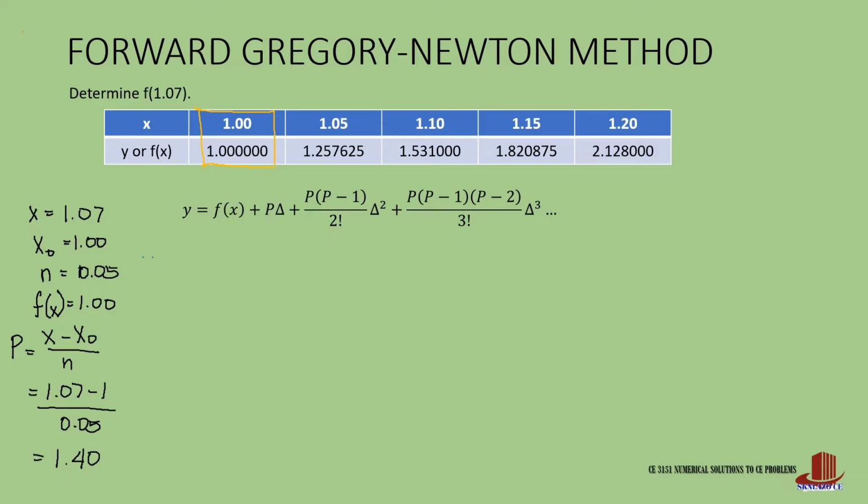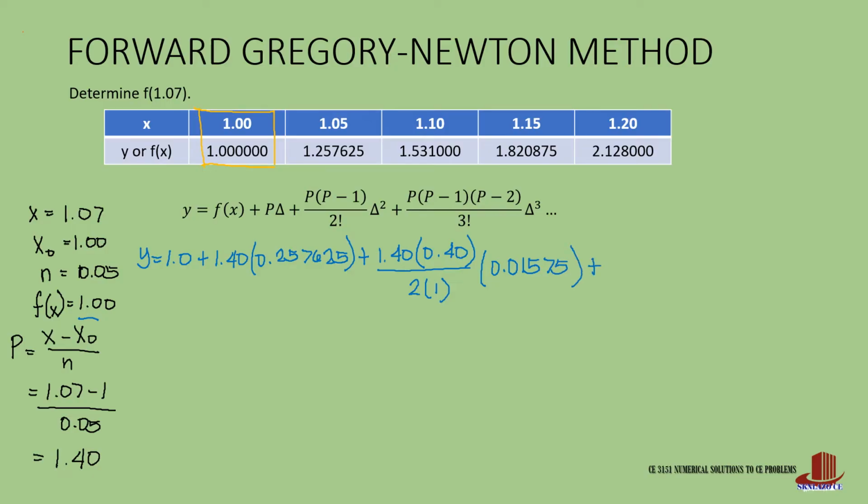Then let's plug our values. Y is equal to f of x given as 1 plus p of 1.4 times the delta, which we traced earlier as 0.257625, plus another 1.4 for p. P minus 1 would be 0.4, all over 2 factorial, or 2 times 1, and delta squared taken as 0.01575.